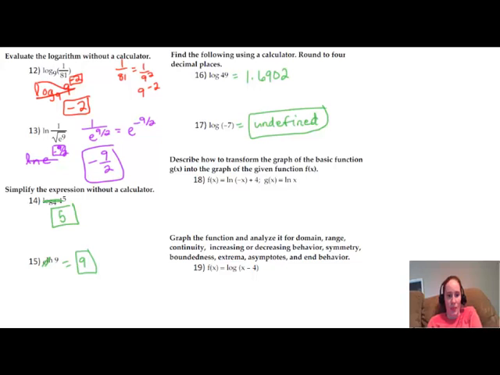Describe how to transform the graph of the basic function g of x into the graph of the given function f of x. So the negative in front of x reflects over the y-axis. This is where we have to remember our transformation rules. The plus 4 outside of our parentheses shifts up 2.